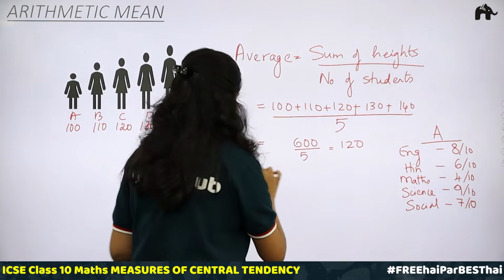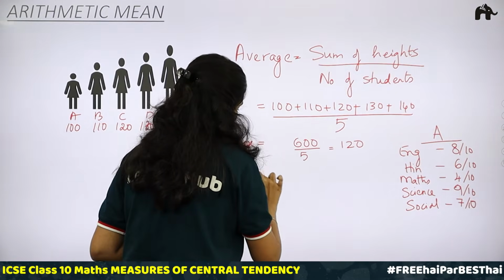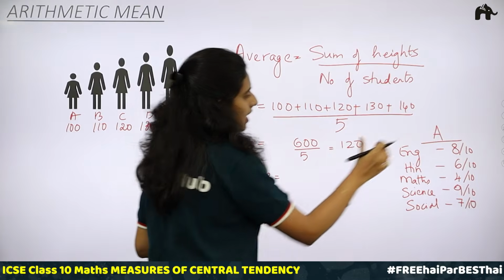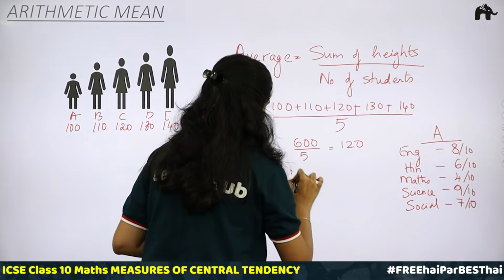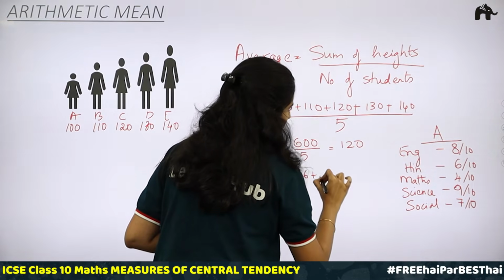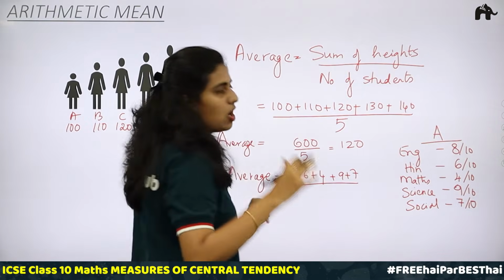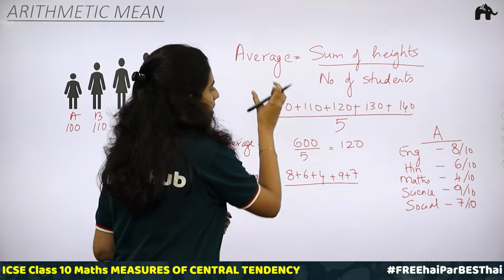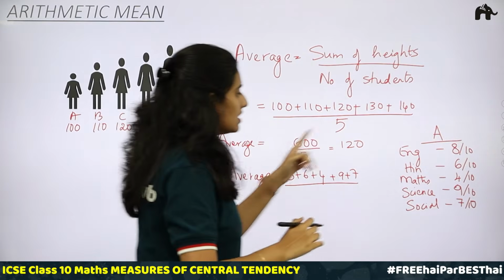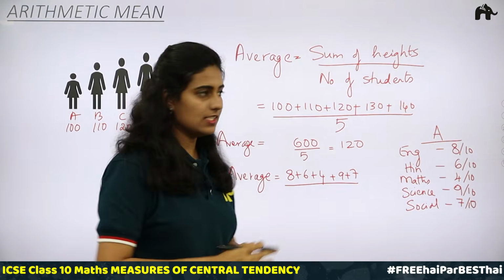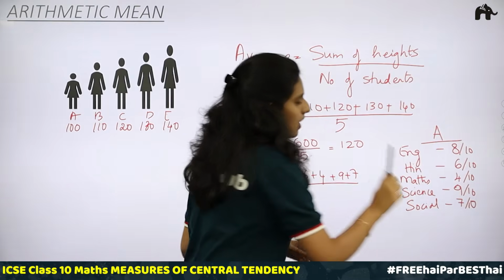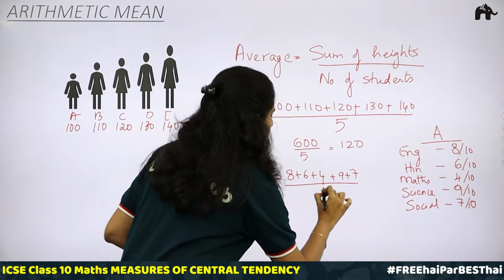Let us calculate the average. Here, average will be equal to taking the sum of these marks: 8 plus 6 plus 4 plus 9 plus 7 divided by total number of subjects. Here we had the total number of students, and in this case it is total number of subjects that are considered. 1, 2, 3, 4, 5. 5 subjects are taken. So divided by 5.